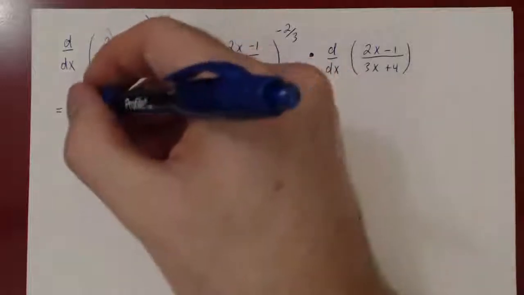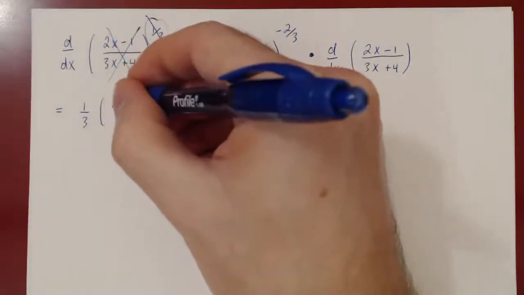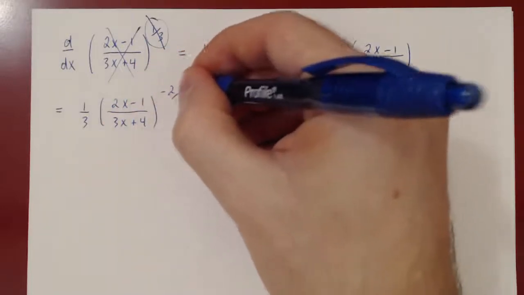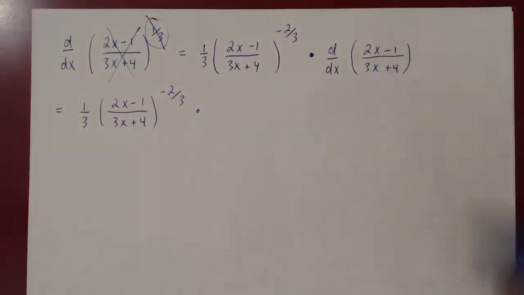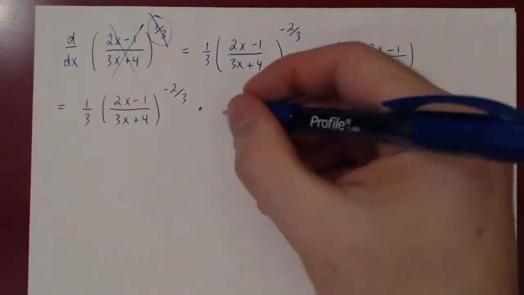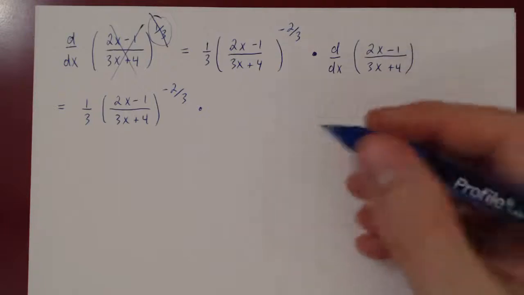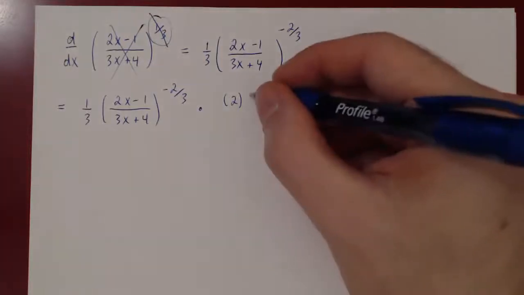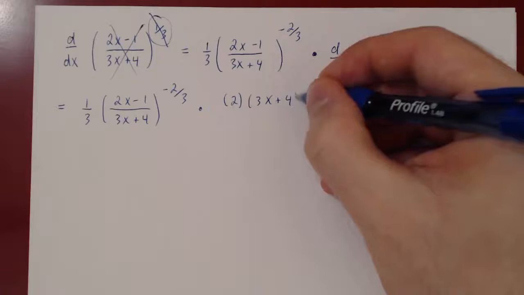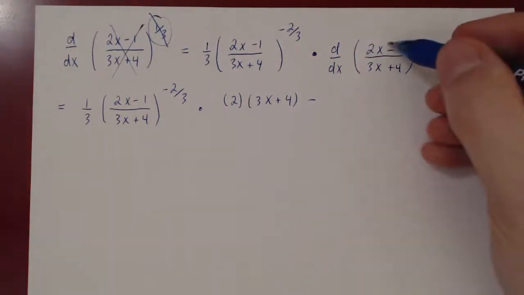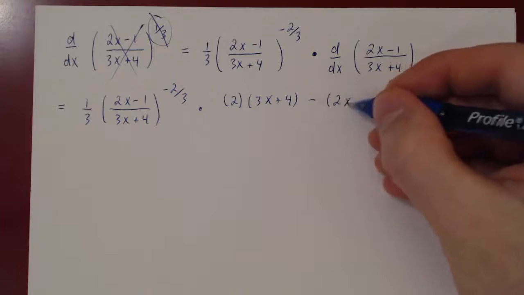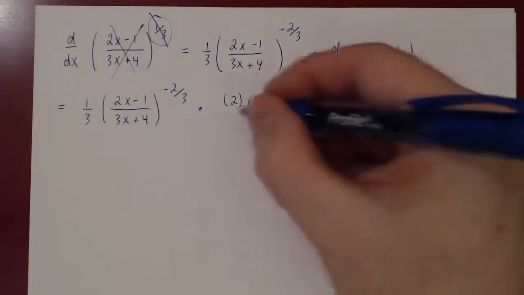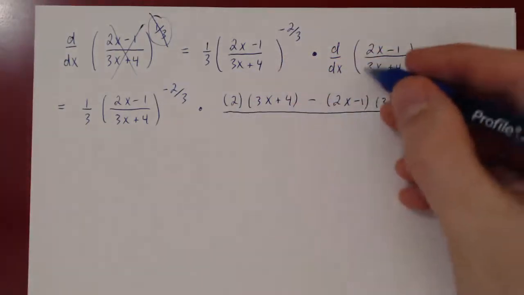This stays there. 1/3 times 2x minus 1 over 3x plus 4 to the negative 2/3 times the derivative of our quotient. So we call the quotient rule. We'll have the derivative of the top, which is simply 2, times the denominator, 3x plus 4, minus, and now we flip, right? The numerator, 2x minus 1, times the derivative of the denominator, which is 3, all over the denominator all squared.